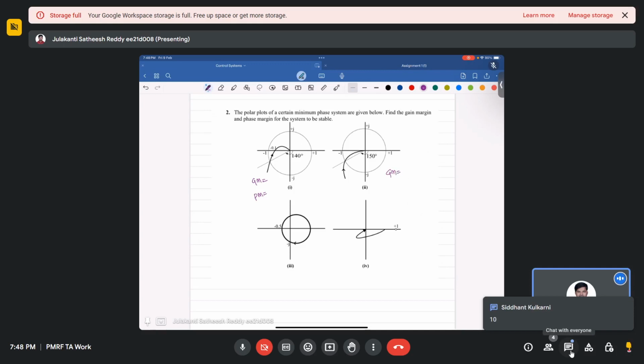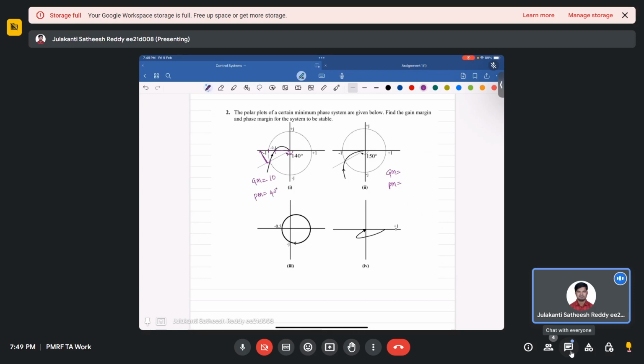Yeah, gain margin is 10. Perfect. Because this is 0.1, so 1 by 0.1 is nothing but the gain margin. So what about the phase margin? Yes, 40 degrees. Because at this frequency it is offering minus 140. So you need to find the difference between these two angles. This angle, 180 minus 140, will give 40 degrees, right?